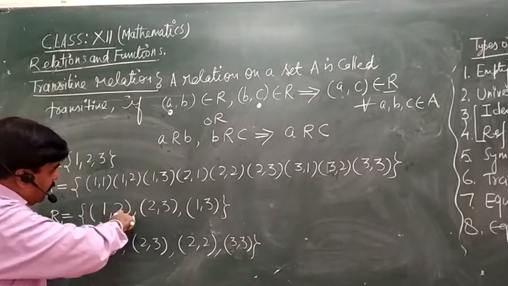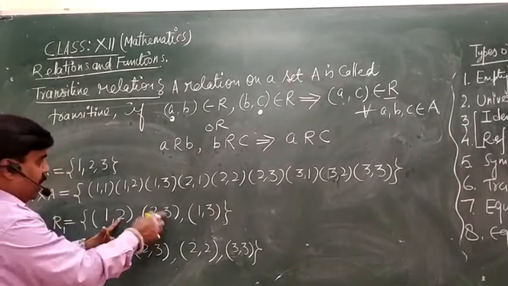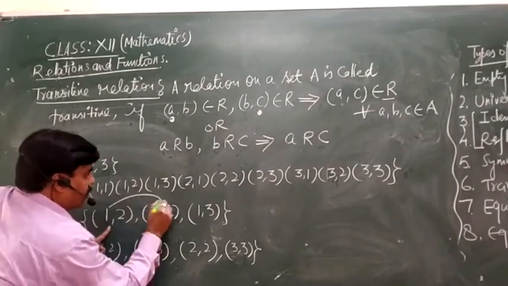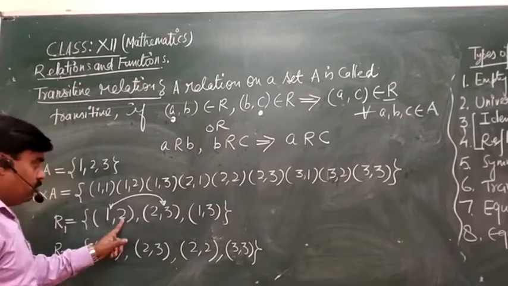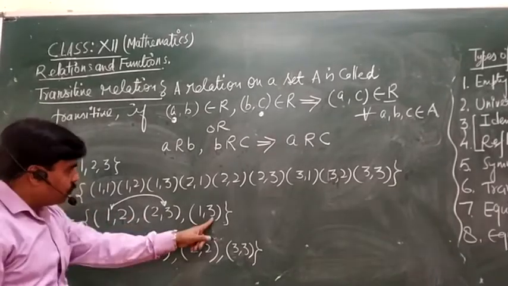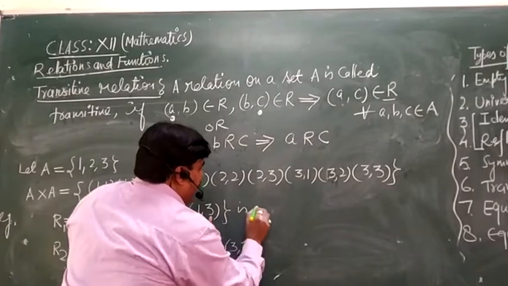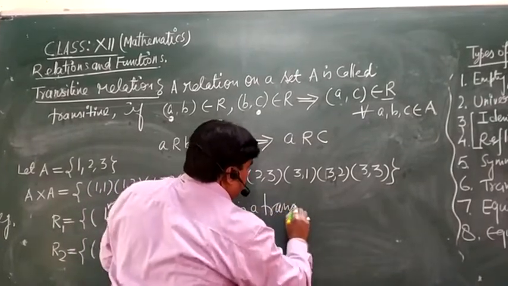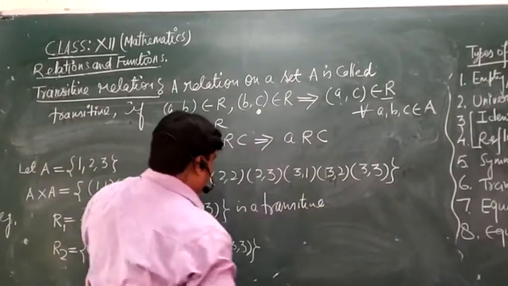Here is (1, 2), and this second element 2 has a relation with 3. Then 1 must also have a relation with 3. (1, 2), then (2, 3), then (1, 3) is also here. So this is a transitive relation.